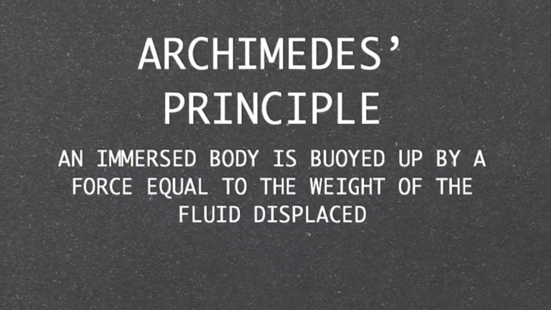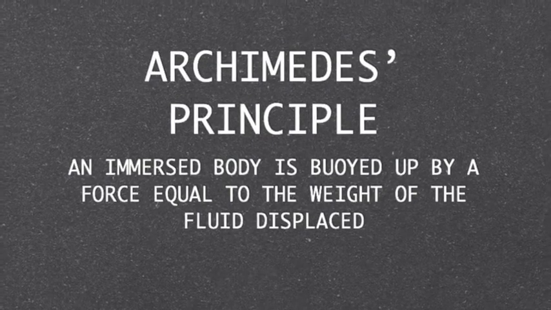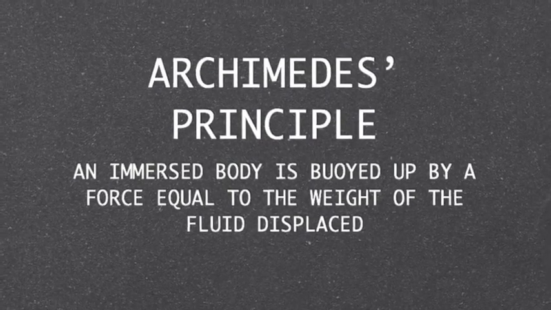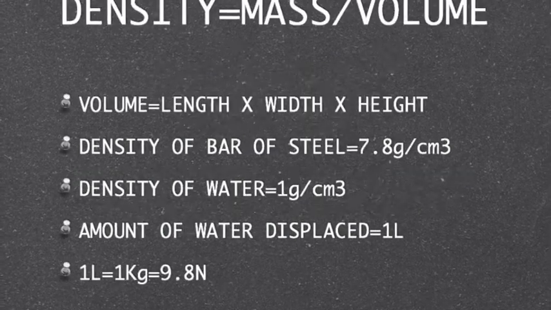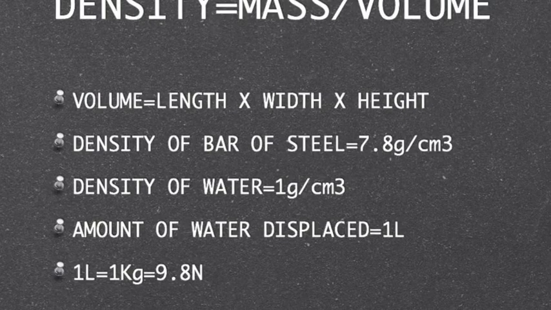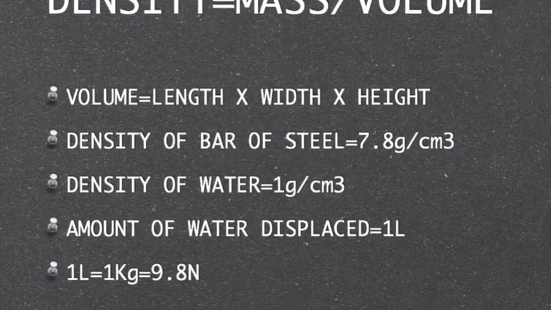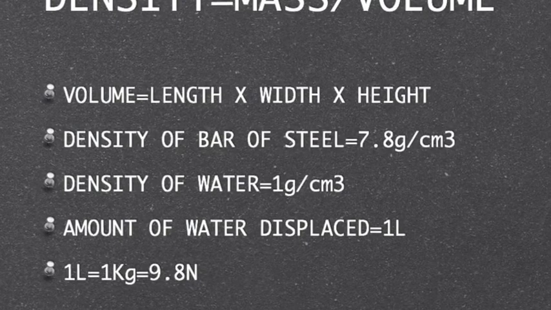Archimedes' principle states, an immersed body is buoyed up by a force equal to the weight of the fluid that is displaced. First, we need to find the density. The density is equal to the mass divided by the volume. The volume is equal to the length times the width times the height.